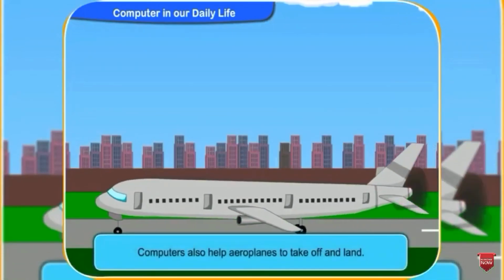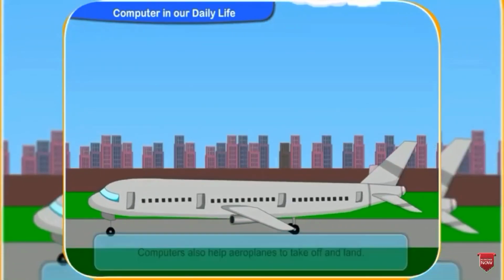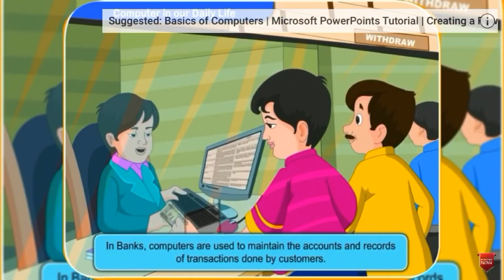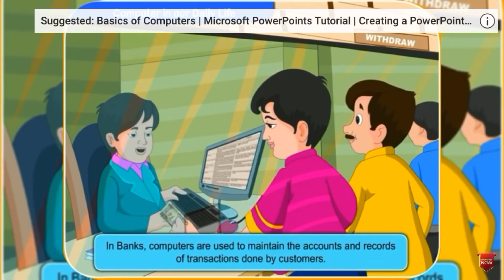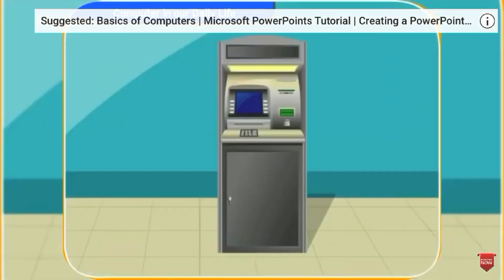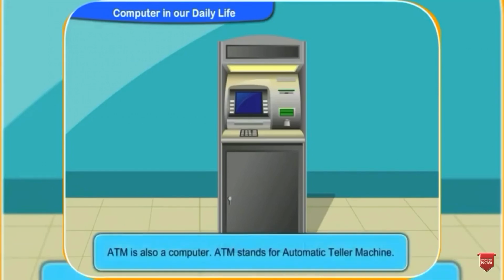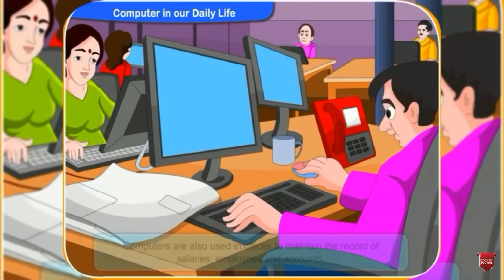Computers also help aeroplanes to take off and land. In banks, computers are used to maintain the accounts and records of transactions done by customers. Have you seen an ATM, Rennie? Aren't those the machines from where mom takes out money? Yes, Rennie. An ATM is also a computer. ATM stands for Automatic Teller Machine.